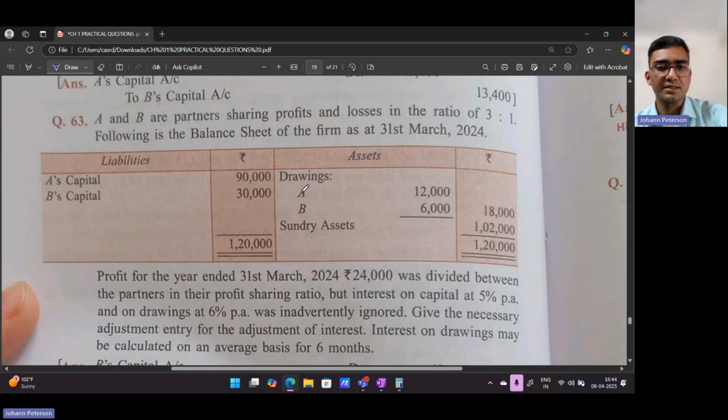It says profit for the year ended 31st March was 24, and it was divided between these partners in their profit sharing ratio, but the interest on capital and the interest on drawings was inadvertently ignored. So we had ignored giving these two. The question is saying give the necessary adjustment entry for the adjustment of interest. That means both the interest after consideration, you have to give an adjustment entry for that to rectify this error. It says interest on drawings may be calculated on an average basis for 6 months, which is as we did in the last question. So let's try question 63.